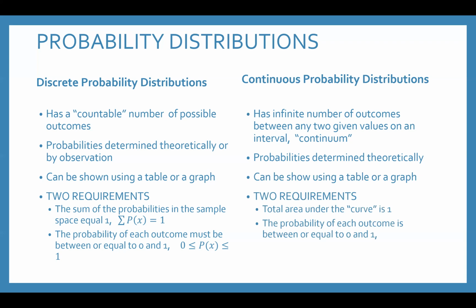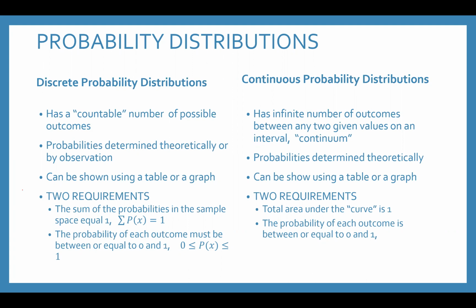And you have really the same two requirements, but they're worded differently. You still have the idea that the probability of each outcome is between 0 and 1. So if you're looking at it visually, that means that vertical bar on your bar graph is going to have some height. It's going to be between 0 and 1. So again, you can still have any value, fraction or decimal.